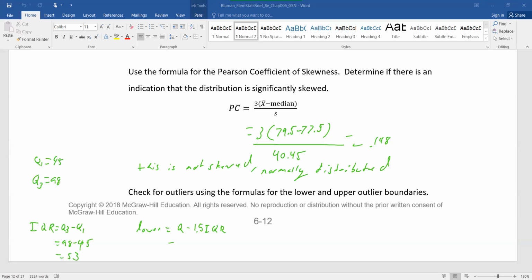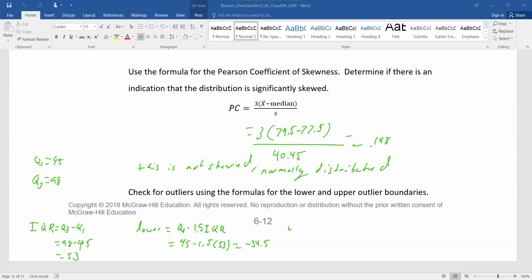So then I come over here. This is supposed to be Q1. So then I take 45 minus 1.5 times 53. And what's that give me? Negative 34.5, which definitely indicates that we have no outliers on the left side.